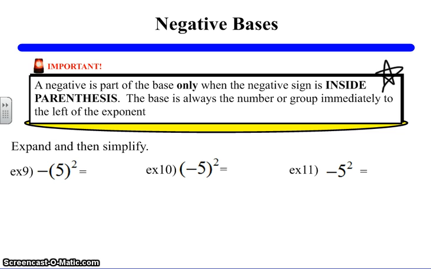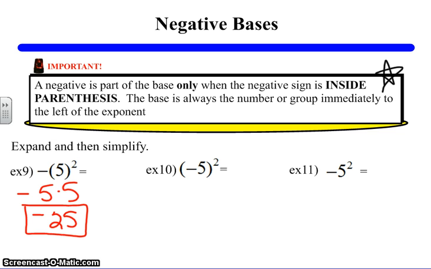Example 9, we have negative and then a parenthesis 5 and parentheses squared. So our negative sign is not inside the parentheses, so that is not part of the base, so that negative sign is going to stay outside. And we are going to square 5, so we have 5 times 5. And 5 times 5 is 25, and we have to remember to bring down our negative sign for our final answer.